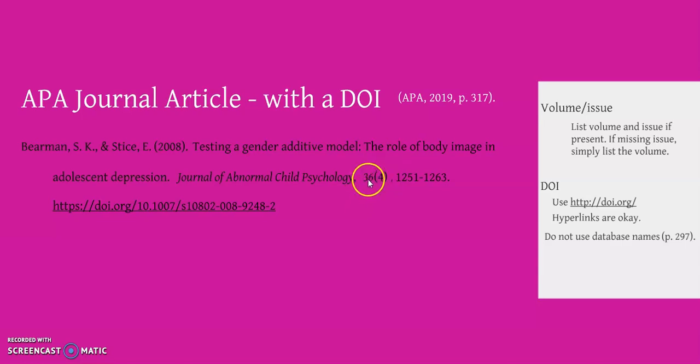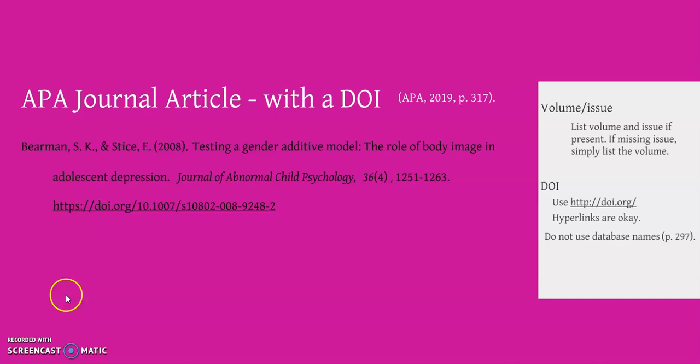What you'll notice about the volume is that it is italicized. There is not a space, and if you have an issue available, you include that, and you'll notice that that is not italicized. So the volume is italicized. The issue statement is not italicized. If you do not have an issue number, it's okay. You can simply just list the volume number and then move on with the citation. We follow this with a comma, and then we have the page numbers of the entire article and follow this with a period.